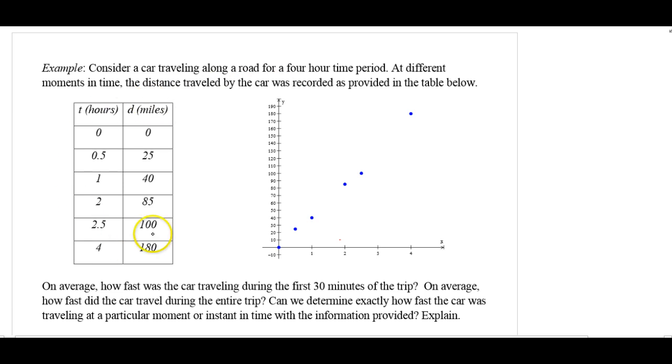So here I have this table. That's all I would have been given. So t is in hours and the distance d is in miles. So at time 0, I haven't gone anywhere, so I've traveled a total of 0 miles.